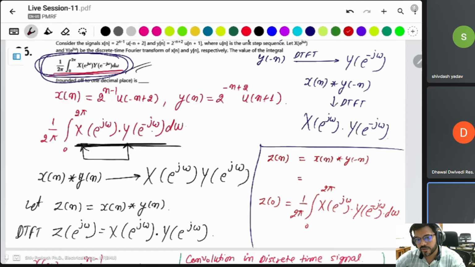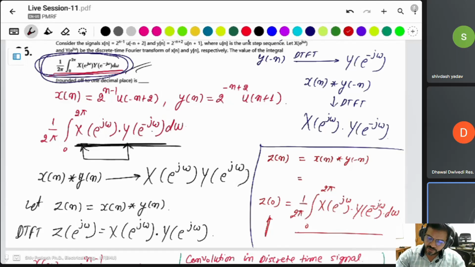You can use this vice versa. If some quantity is available in the frequency domain, X and Y in the frequency domain, and you integrate like that, you will directly get the value of that function in the time domain at 0. We will get the value of that function at 0. This is known as the central ordinate theorem. Find the central point of that function.